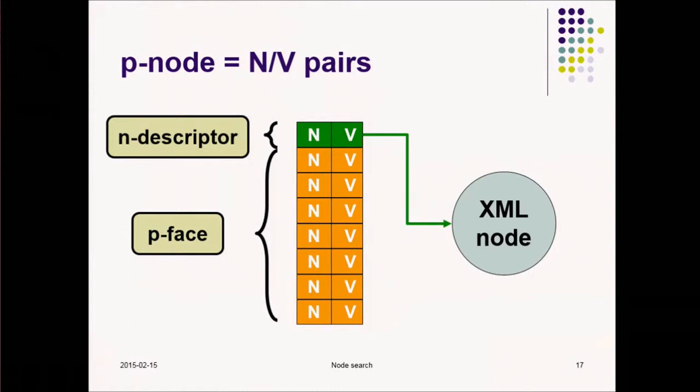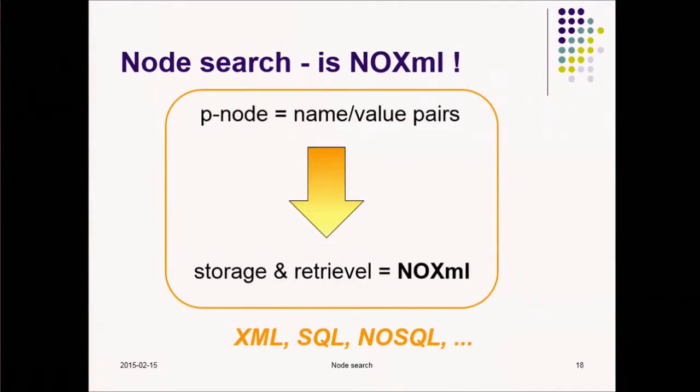Note that the data structure of a p-node is very simple. It is just a set of name-value pairs. One pair is the node descriptor, enabling the construction of the node. And the other pairs are the external properties, enabling the filtering and selection of the node. And as p-nodes are just name-value pairs, or sets of name-value pairs, they may be stored, managed and queried by XML and non-XML technologies alike. Therefore, I say node search in this sense is non-XML, not only XML.